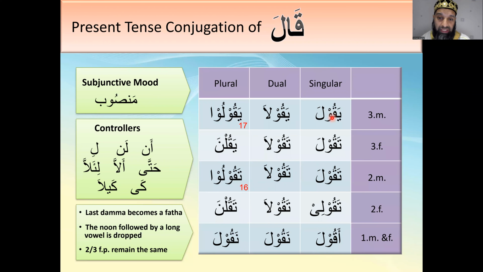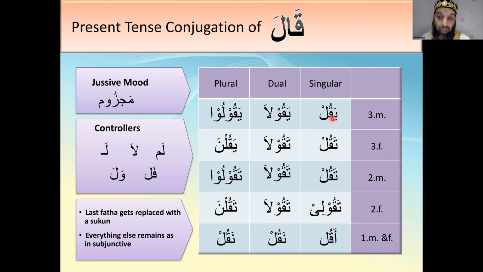So what happens is, the lam jazm comes, the lam sukoon comes, but the waw disappears. So yaqul, taqul, aqul. It was yaqulu, but in majzum it's yaqul. Yeah?